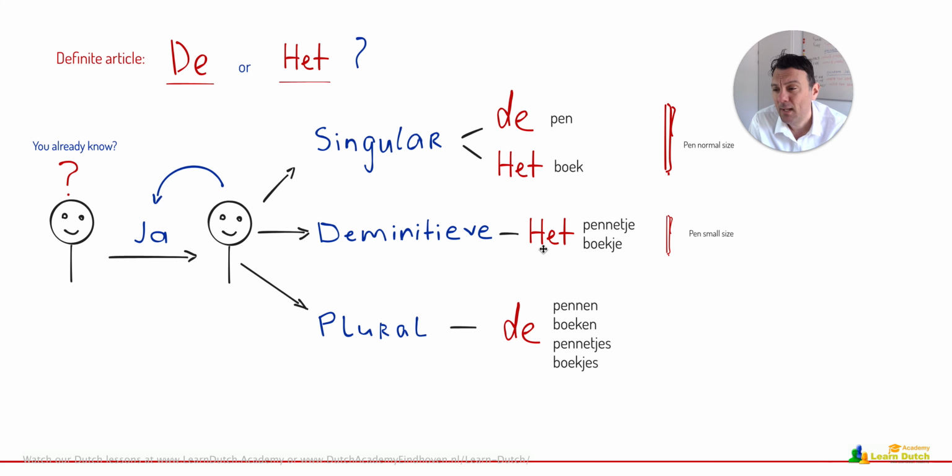We always use "het" with diminutives, but only when they are singular. If you're going to use plural, plural means two or more pieces or humans, you're going to say "de pennen", "de boeken", "de pennetjes", "de boekjes". Pennetjes are small ones, diminutives, but plural. Boekjes are small ones, diminutive, plural.